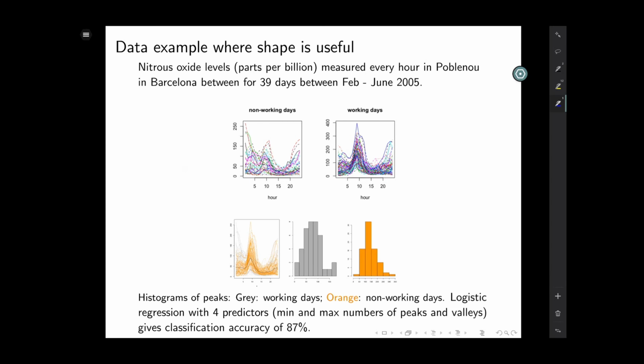But without doing any registration, if you just smooth this perhaps, and then extract the vector of extrema for each one of them, here you can see that their distributions for the working and the non-working days are quite different. In fact, it's enough to not take all of them. It's enough to take just the minimum and the maximum for each one of them, and just running a simple logistic regression with those as the predictors gives you very good accuracy. So this is almost a toy illustration of how you can just do some decent classification without doing any registration at all for functional data.